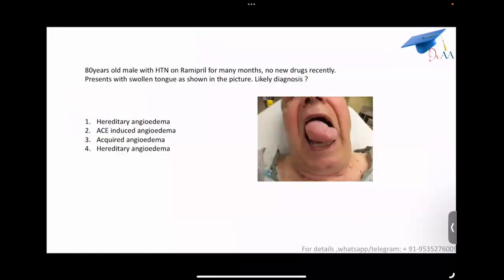We have an 80-year-old man who has presented, a known case of hypertension, who has taken Ramipril for many months. No new drugs recently added. You see tongue swelling here. What's the likely diagnosis? We know it's angioedema, due to the ACE inhibitor. It might take a few months to develop angioedema. It doesn't mean it has to be an acute ingestion. There are cases where the patient was on ACE inhibitors for years and later developed angioedema. So it doesn't depend on the duration.